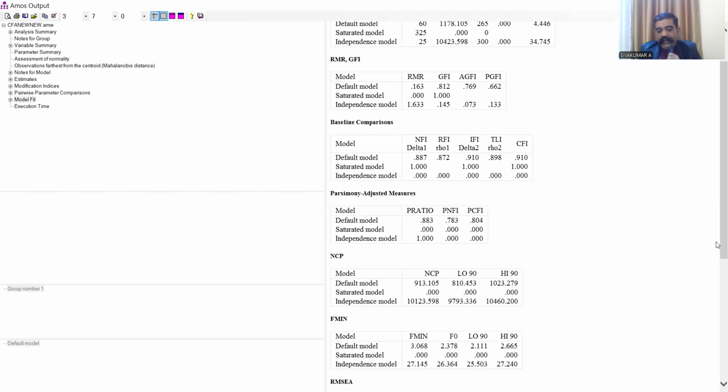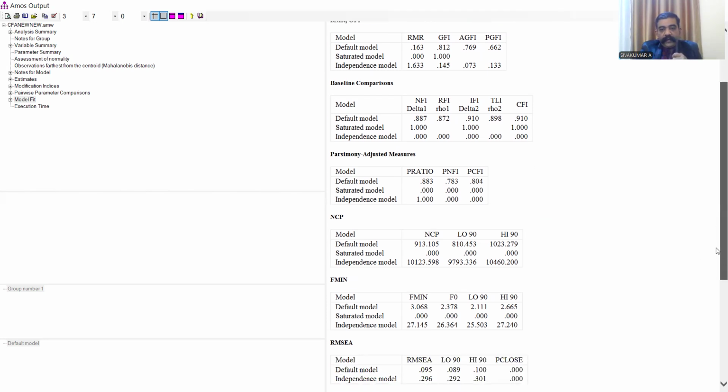Next, PGFI, you can see a PGFI value there. That is parsimony GFI. But unfortunately, we have not got the PGFI, no problem. You did not write about it. The next important value, that is known as, please wait.